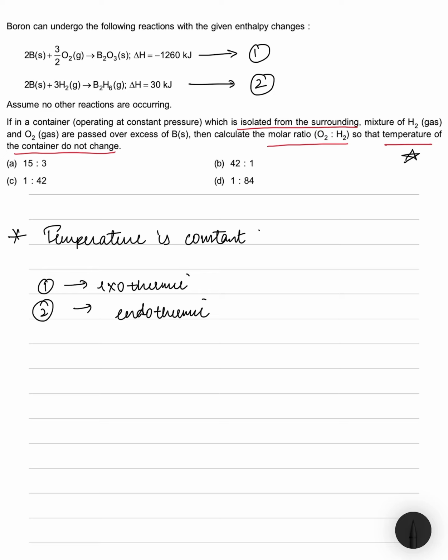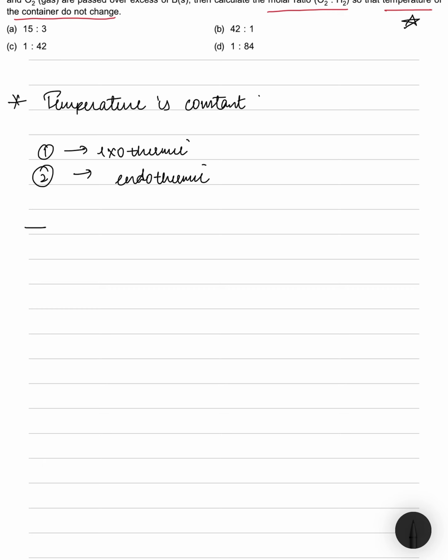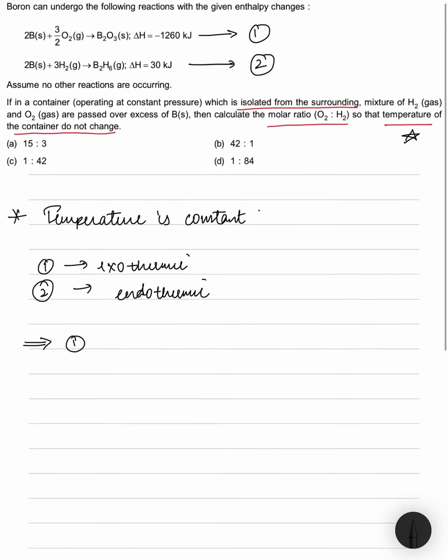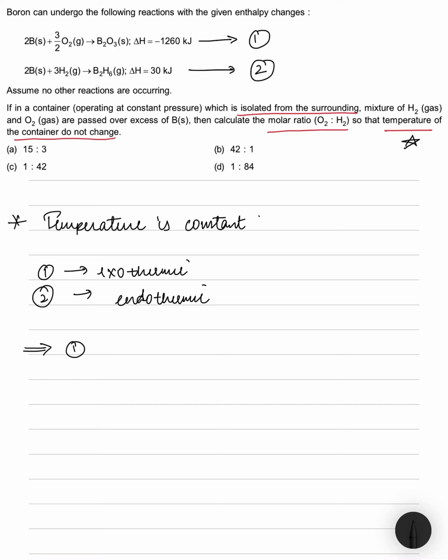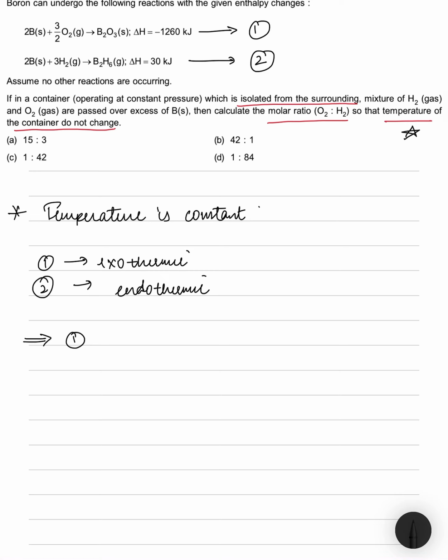So we can use this method to find the ratio of O2 and H2 in the container which is getting utilized in both reactions. Now, in the first reaction, if we see, minus 1260 kilojoule of heat is released when excess of boron reacts with 3 by 2 moles of oxygen. So we can say that for the first reaction, minus 1260 kilojoule of heat is released. But for the second reaction, how much is required? It is 30 kilojoule.